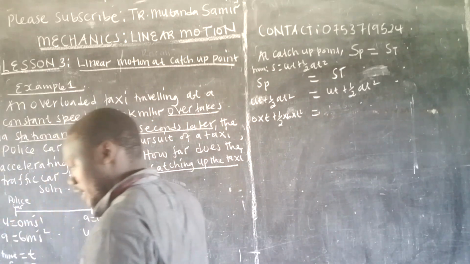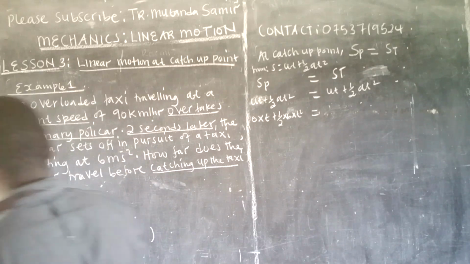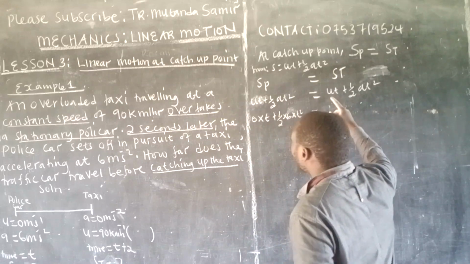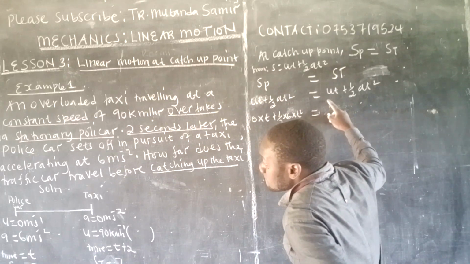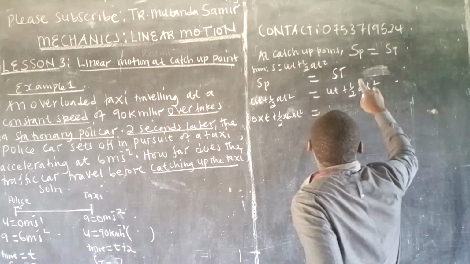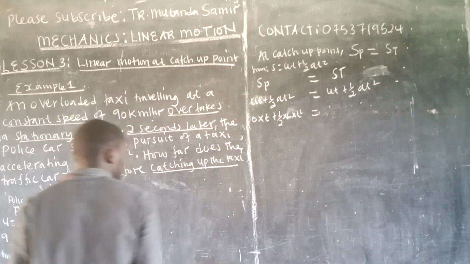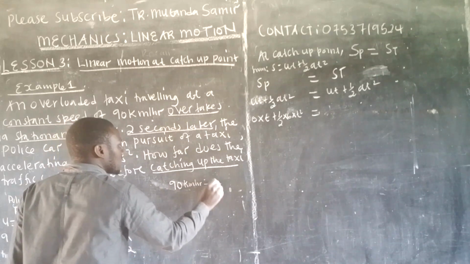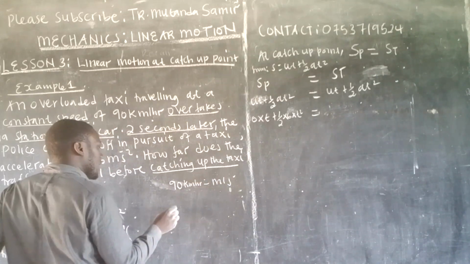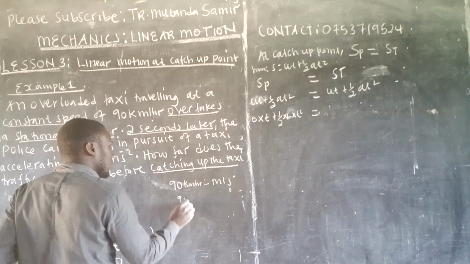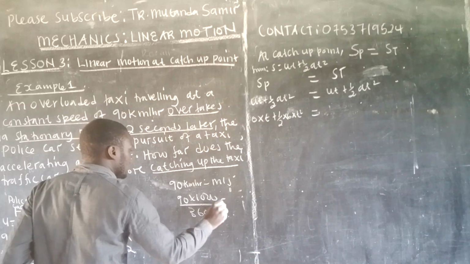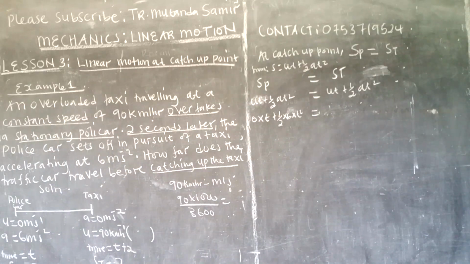to, all right, this must be equal to, okay, now the U for the taxi. Of course, this is 90 kilometers per hour. To convert it into meters per second, you will just say 90 times 1,000 over 3,600. The answer you get there would be the one for that part.